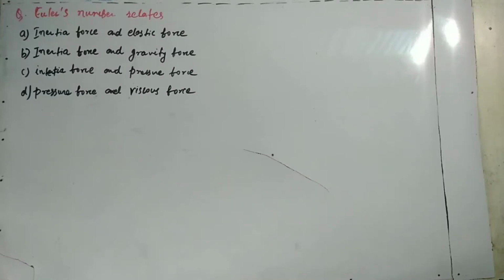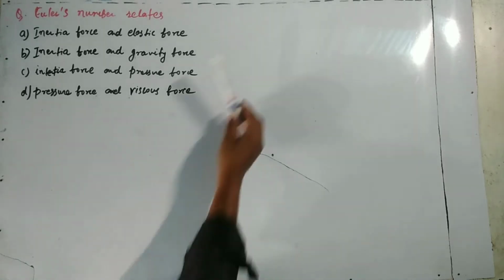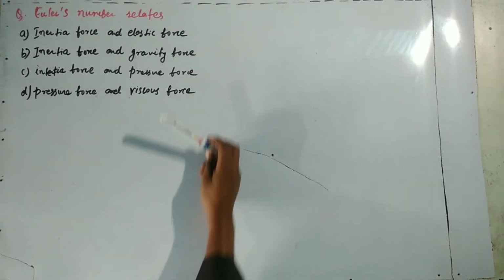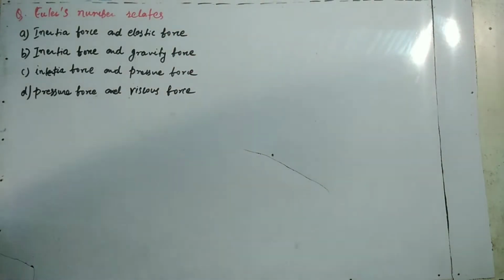Hello dear student, we are studying JEE MCQ and today's question is: Euler's number relates. Options given. Option A, inertia force and elastic force. Option B, inertia force and gravity force. C, inertia force and pressure force. And D, pressure force and viscous force.